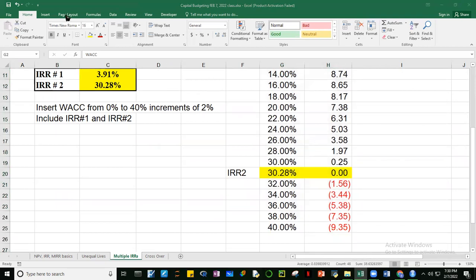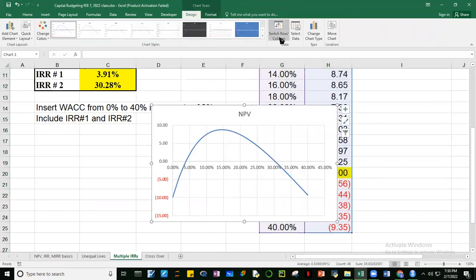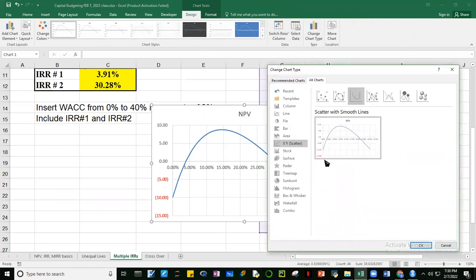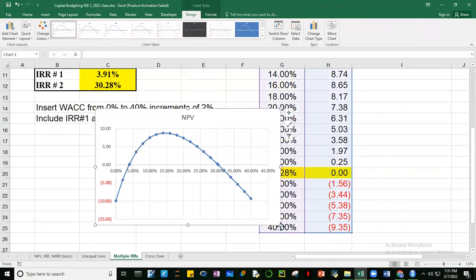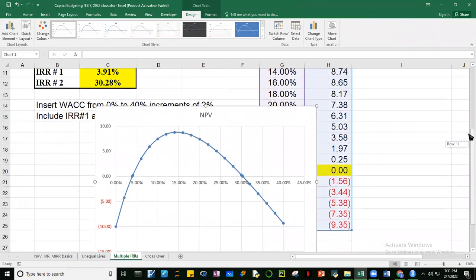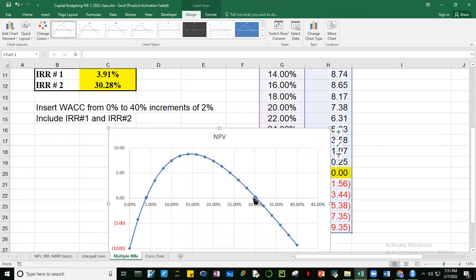So insert. I'll choose this one, yung smooth na lang. There. At lagyan natin ng change chart type. Okay. All right. So this is our NPV profile, given the different discount rates, different cost of capital. Okay, so you notice guys na dito yung 3.91% at saka dito yung 30.28%. At this point guys, 0 yung NPV. At this point, 0 din yung NPV.